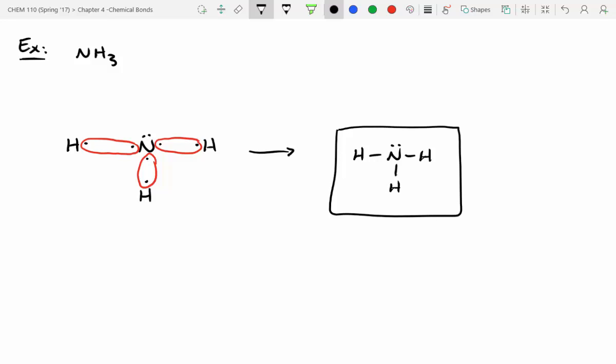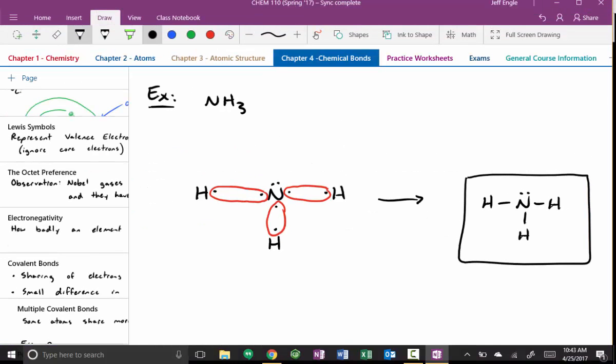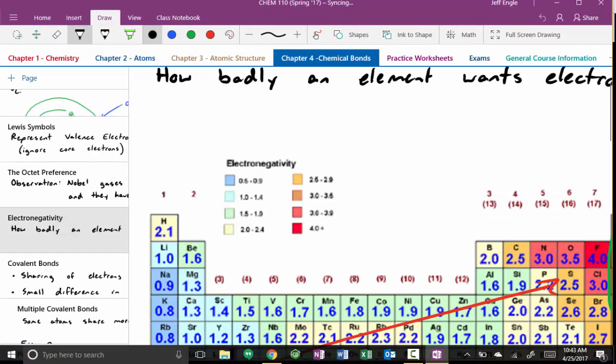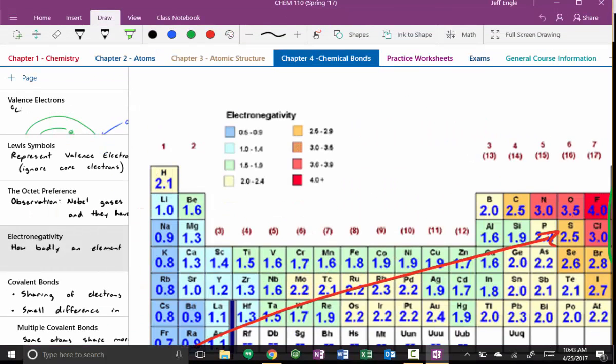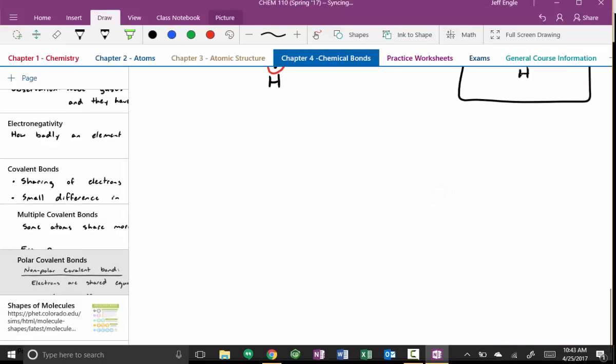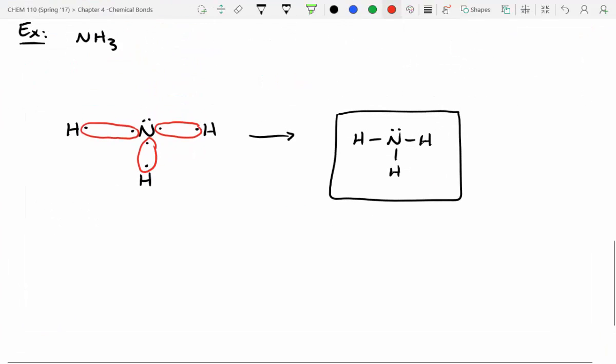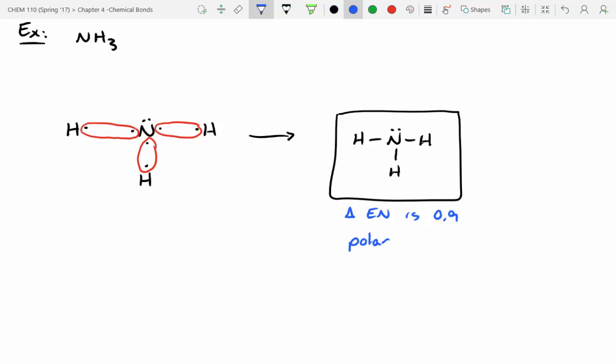If we look at this one, again, we can go back to that electronegativity table and ask, what's the difference between nitrogen and hydrogen? Again, it's 3.0 and 2.1. We're at a difference of 0.9, and nitrogen is a lot more electronegative. So we can say very clearly the delta EN is 0.9. That means it's polar covalent bonds.